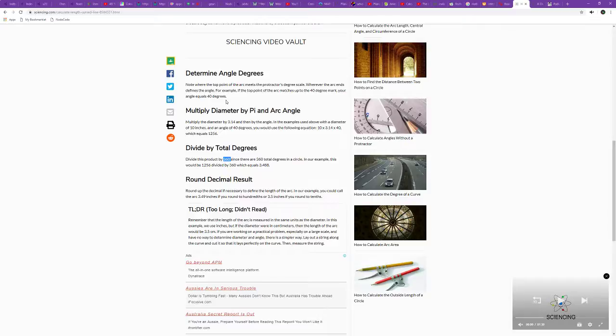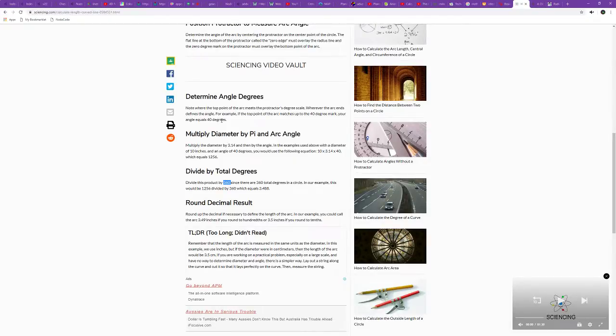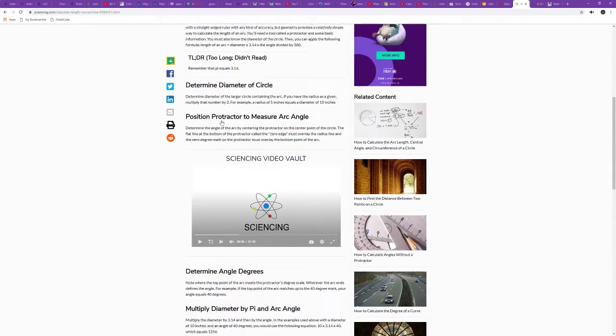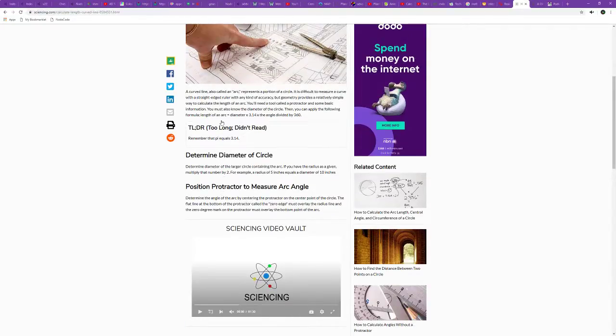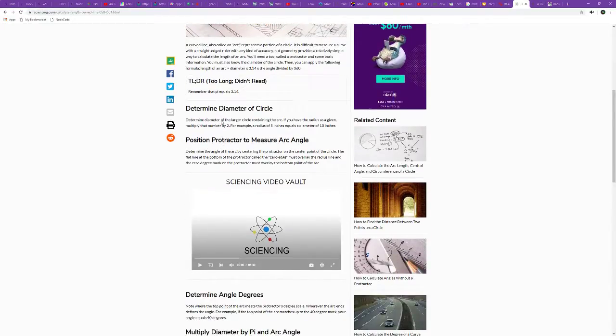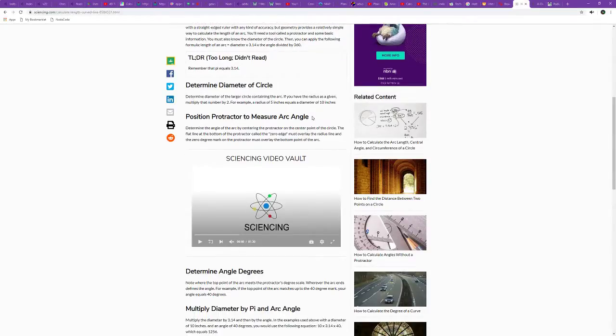Where? So to determine the diameter of the circle, this has it out as 10, my one is whatever plus whatever. Measure arc angle.